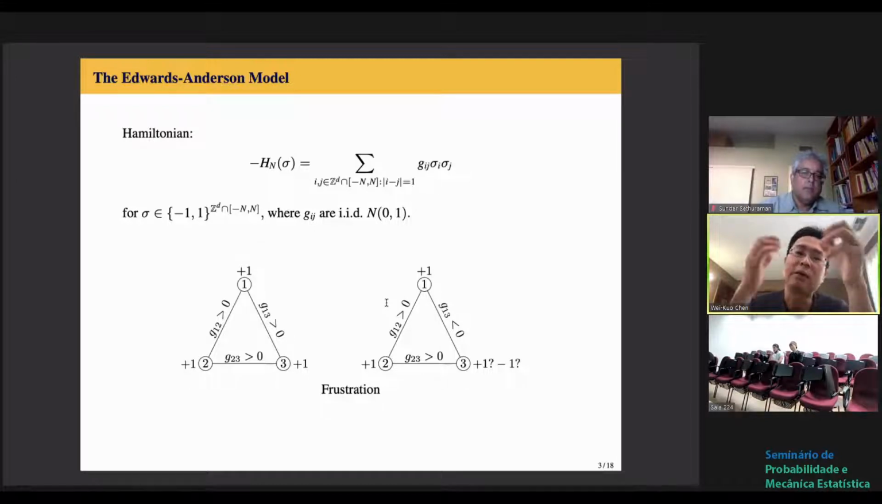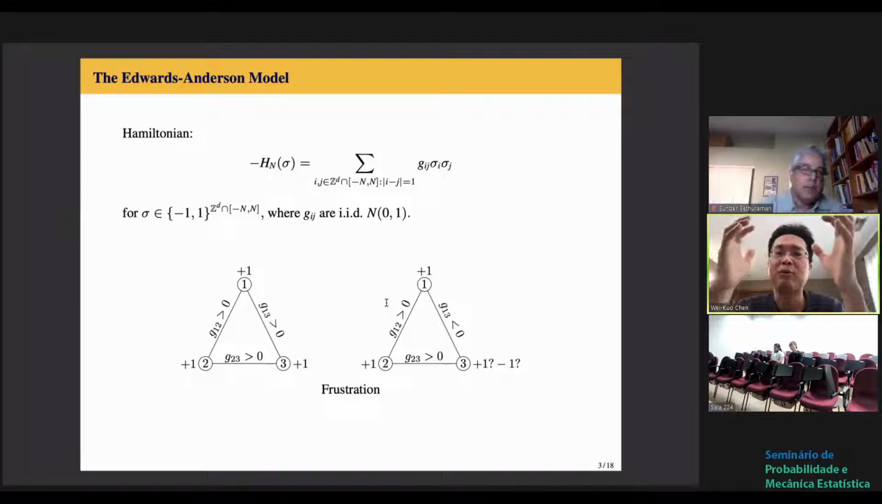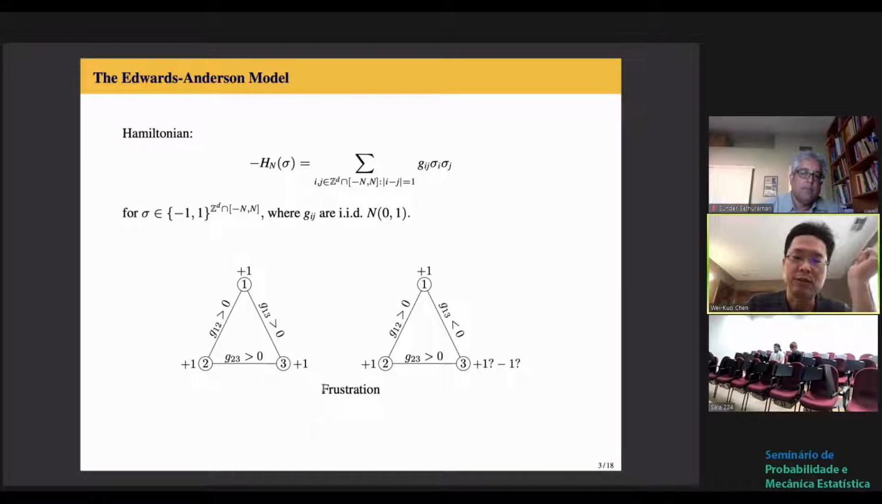Right now, this lattice is a simple object, but you have many different ways to assign the Gij. So it's really a complicated problem to find the ground state energy. Usually this behavior is the so-called frustration phenomenon in spin glass.